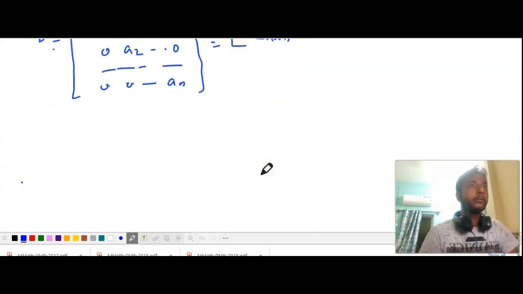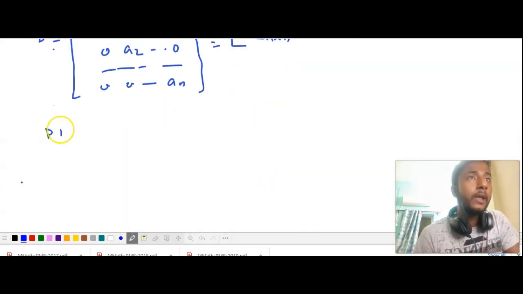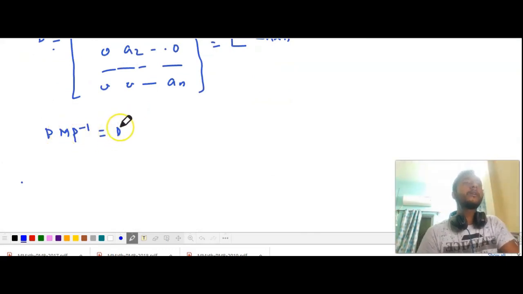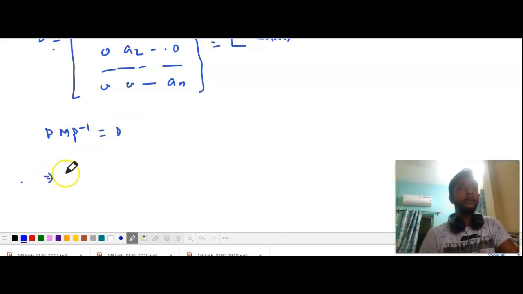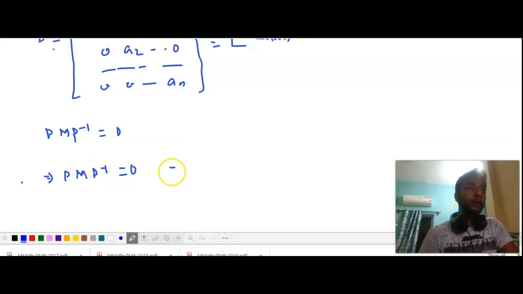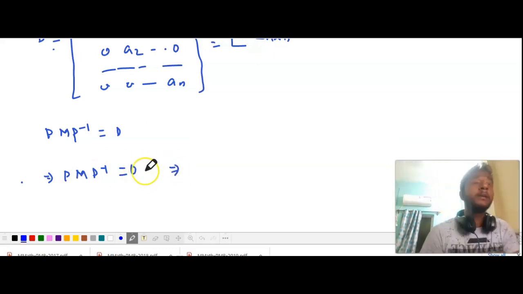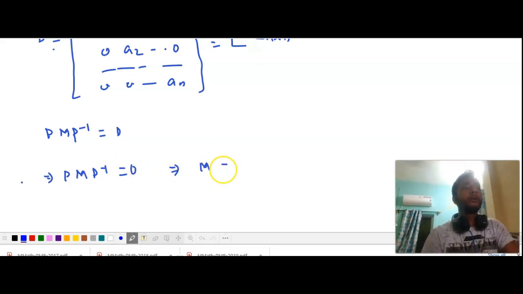Now we already concluded that P inverse M P is equal to D. Now D equals the zero matrix, so putting the value of D, P inverse M P equals 0. Now multiplying by P from the left and by P inverse from the right, we get M equals the zero matrix. This completes the proof.